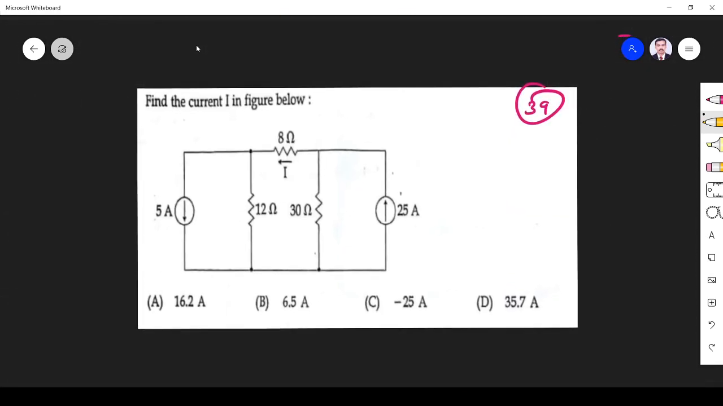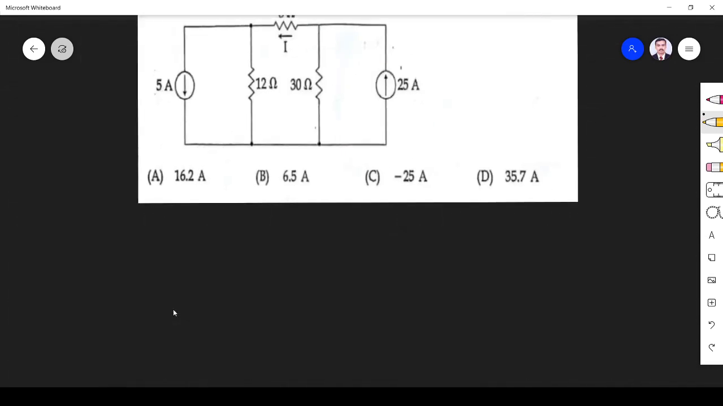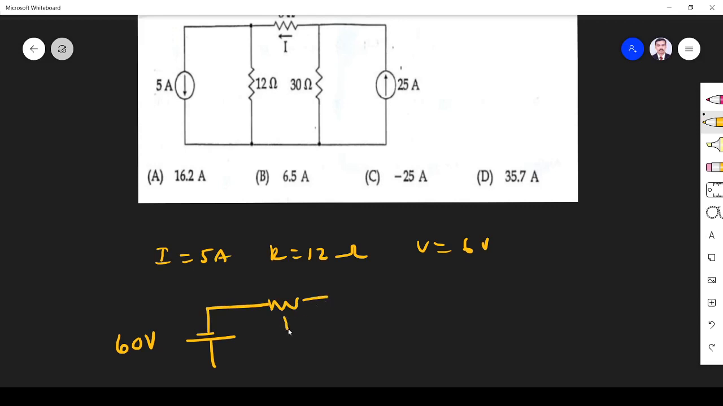Next one, find the current I shown in the figure. So I want to find I. It is a current source, so I convert it into an equivalent voltage source and find the current through this 8 ohm. So it is 5 ampere, 12 ohm. If I convert into an equivalent voltage source, I is equal to 5, R is equal to 12 ohm, so V is equal to 60 volt. Current goes down, so it is like this, 60 volt with the series 12 ohm.